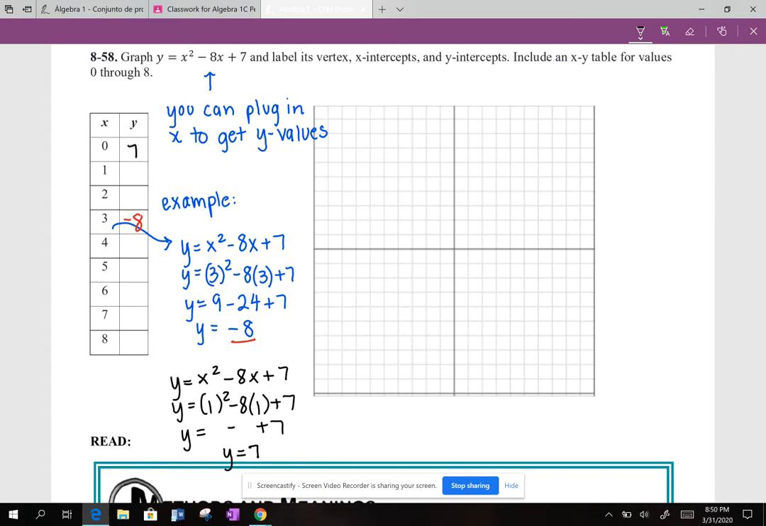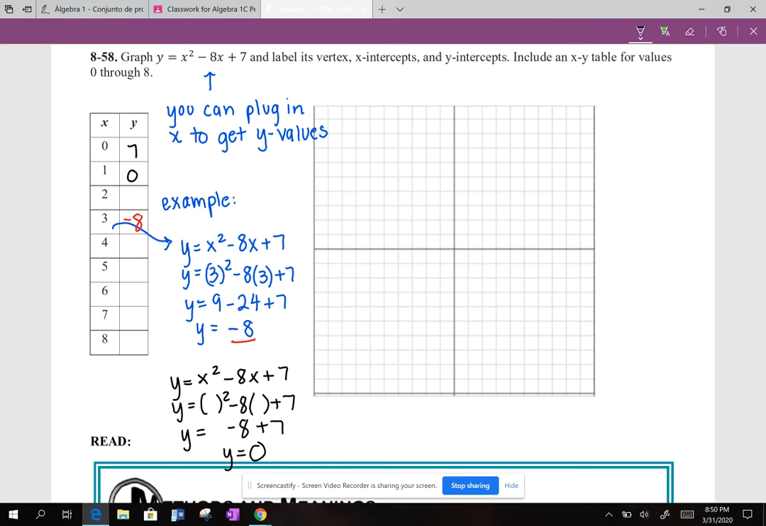And then let's now plug in 1. 1 squared is 1. 8 times 1 is 8. 1 minus 8 is -7, and -7 plus 7 is 0. Okay, when you're adding and subtracting, you go from left to right. So do 1 minus 8 first, and then add your 7. Okay, 0 here.